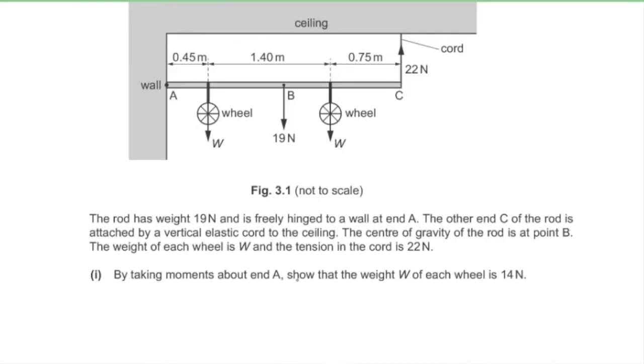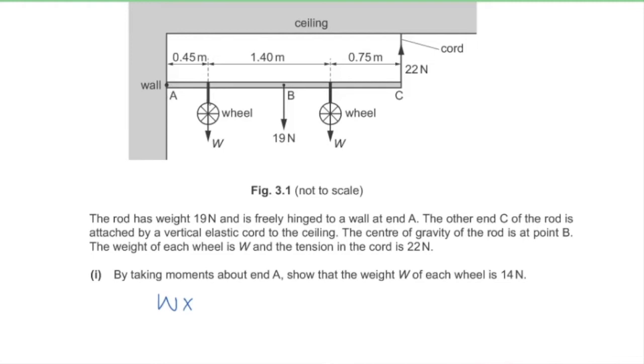So about A means that you have to take all the perpendicular distances from A to those forces. The rod is now at rest, meaning its clockwise and anti-clockwise moments about A are equal. The forces which are going to cause clockwise moments about point A are this W, and the 19 newtons. While the only force responsible for the anti-clockwise moment about point A is the tension, 22 newtons.